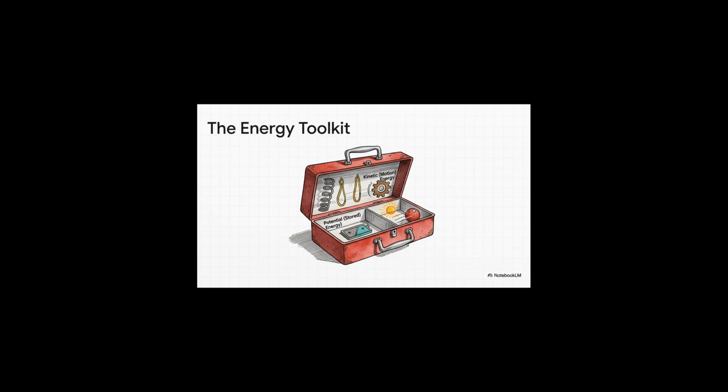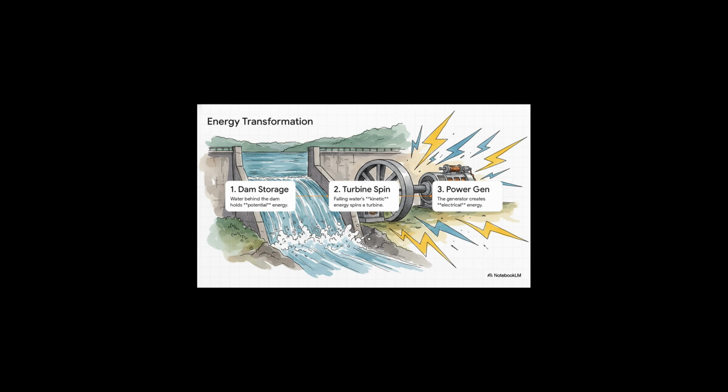At its heart, energy really comes in 2 main flavors. You've got potential energy, which is stored up, waiting to happen energy, like a stretched rubber band. And you've got kinetic energy, which is happening right now energy, the energy of motion. And these 2 basic types can show up in all sorts of different forms. And here's the really cool part. Energy is a master of disguise.